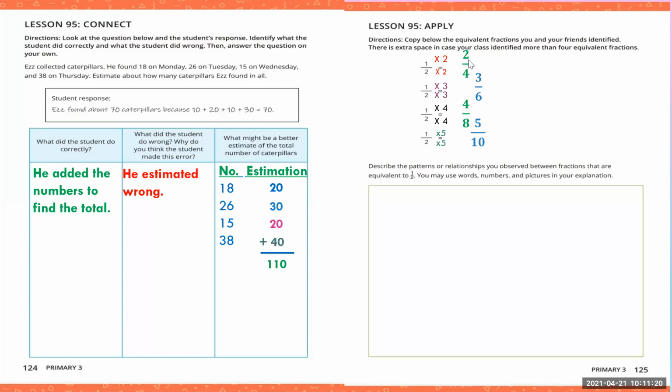Okay, so Yasin said that all numerators are half of denominators. Okay, all numerators, half of denominators. Thank you. Excellent, my dear.